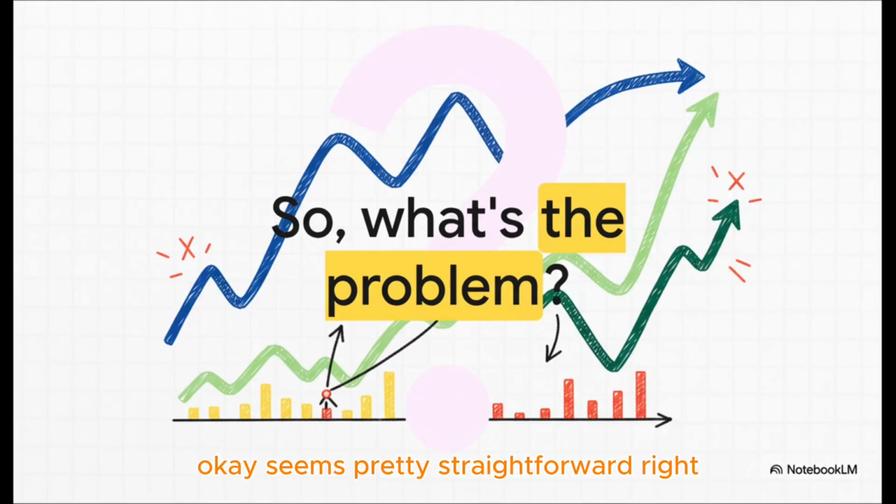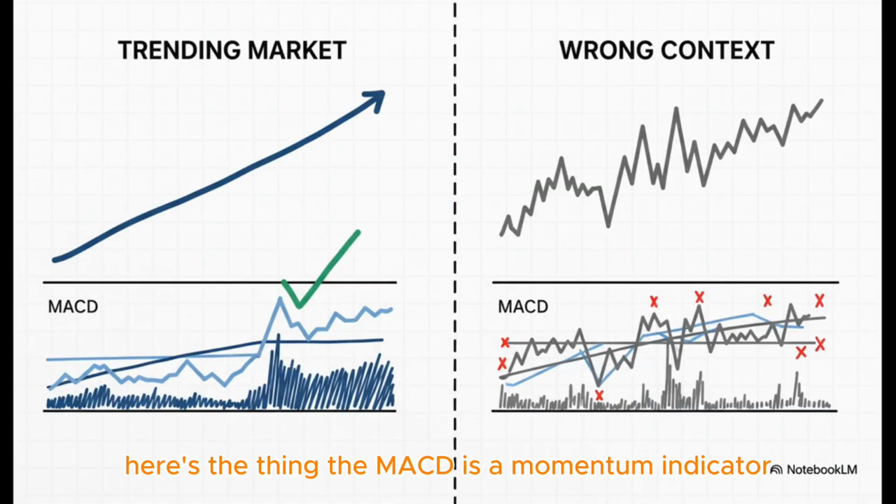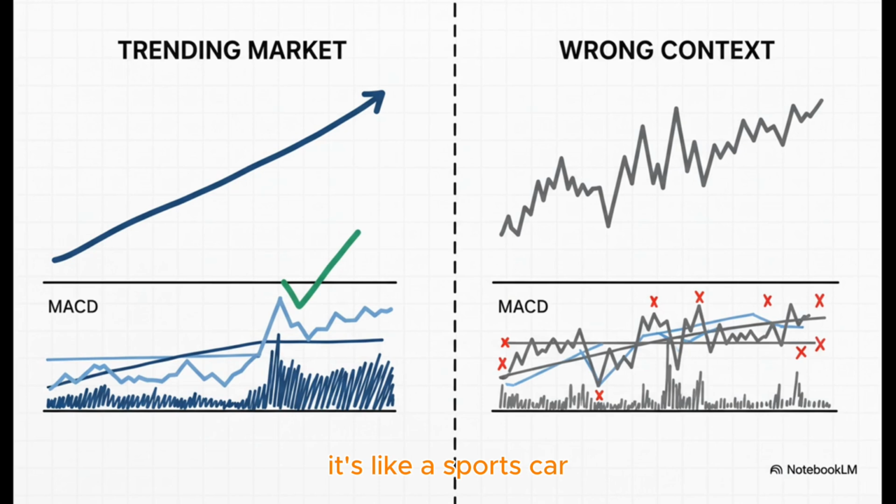Okay, seems pretty straightforward, right? So what's the catch? Where's the problem? Here's the thing. The MACD is a momentum indicator. It's like a sports car. It's amazing on a straight open highway. In other words, a trending market. But if you take that sports car off-roading into a choppy sideways market, it's going to fall apart.